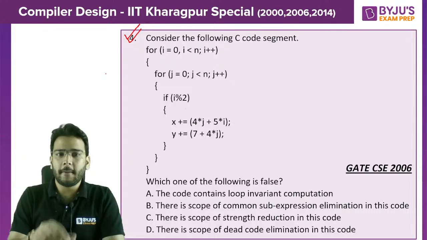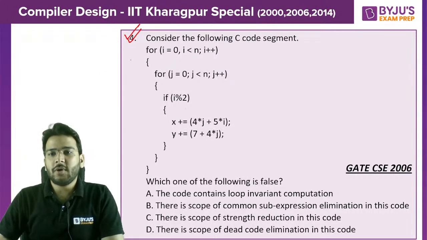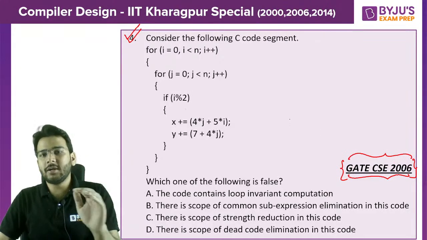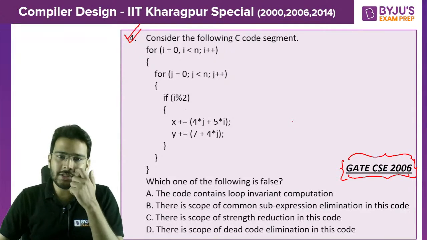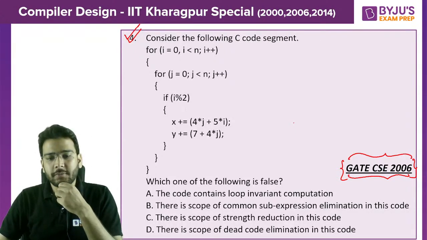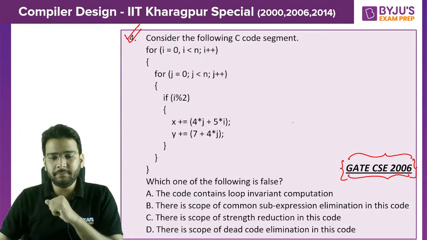Yes, guys, tell me, what should be the answer here? That is from GATE CSE 2006. If you can answer this question, that means your concepts are quite clear about code optimization, because this is a very important question. Multiple techniques can be applied here.